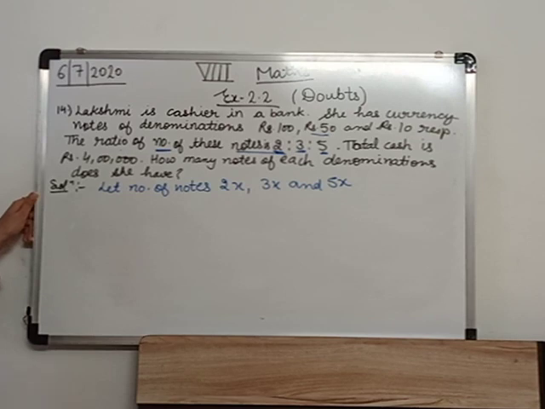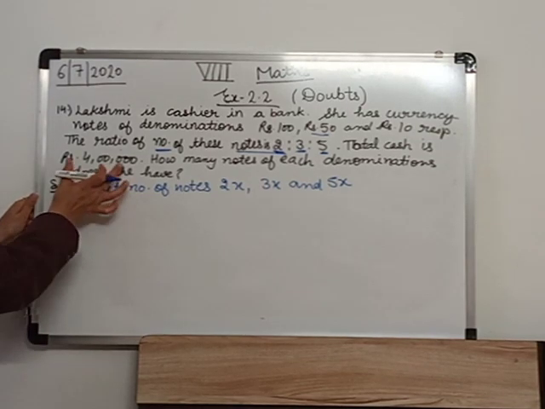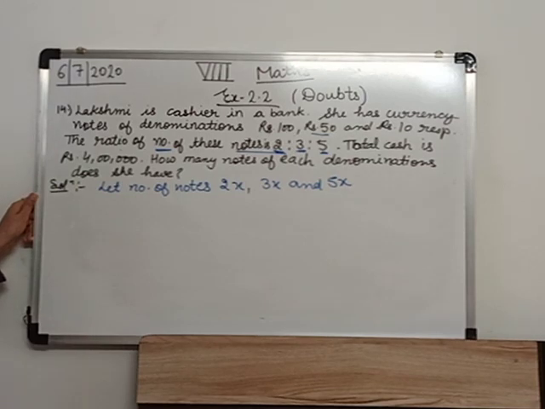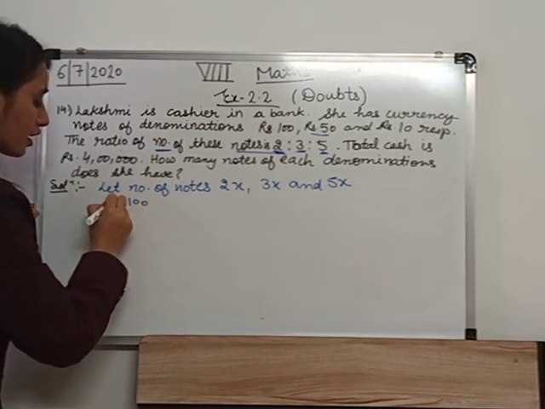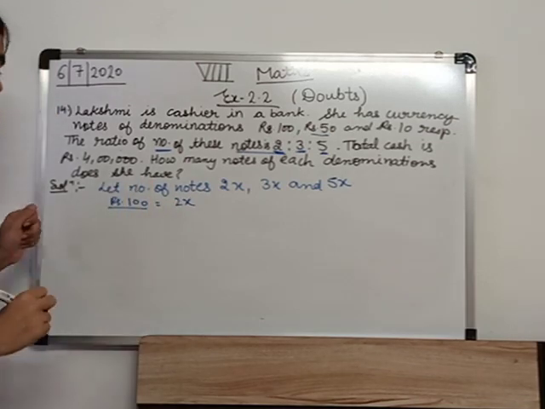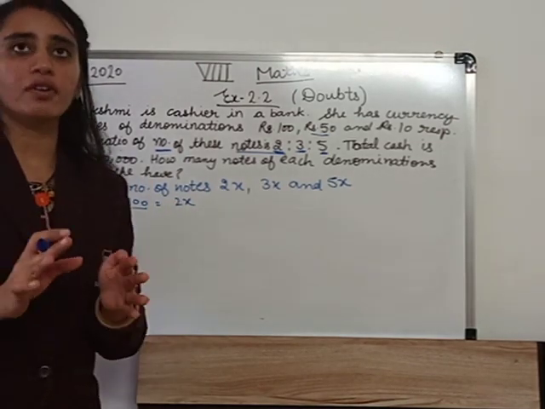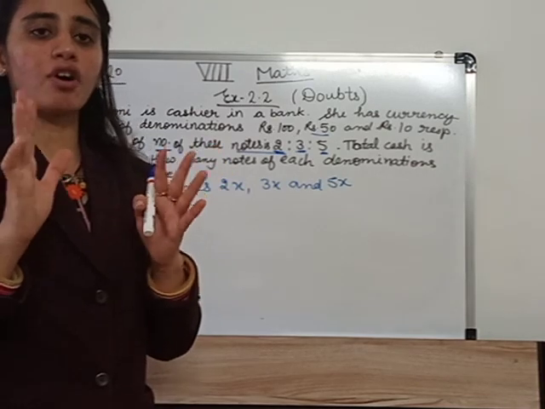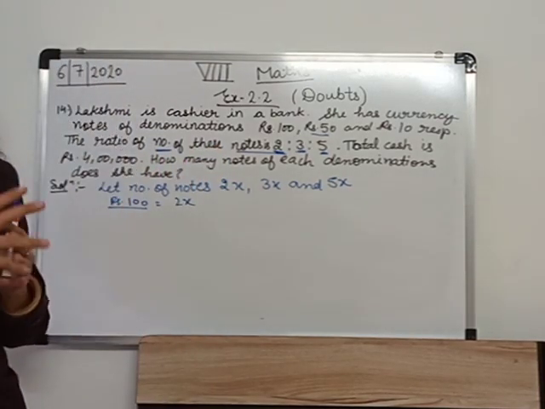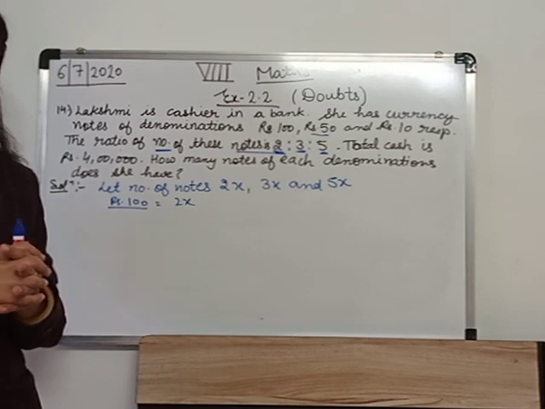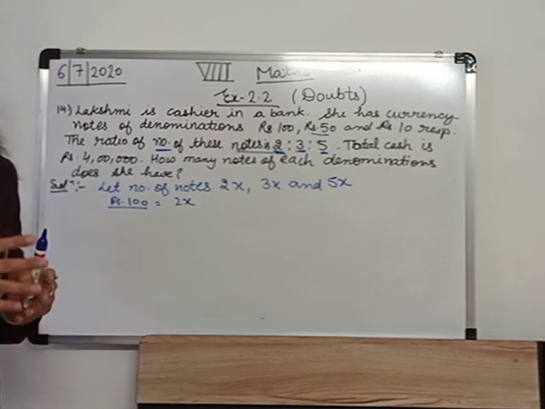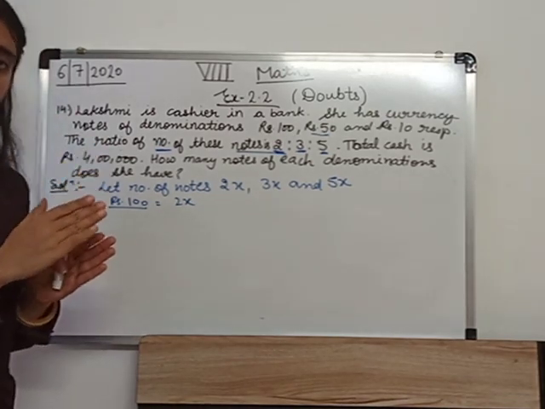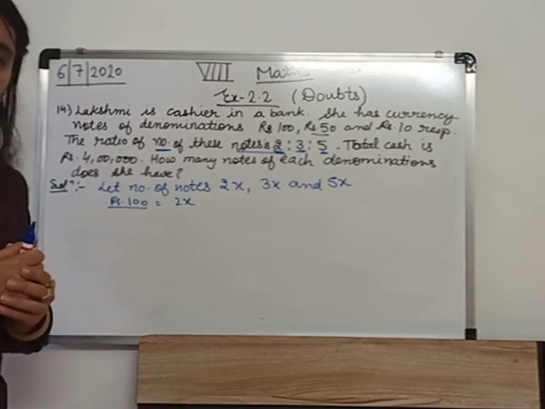Okay, understood this line? Now she has a total amount of 4 lakh. Suppose we have 5 notes of 100 rupees, then what is the total amount you have? 500. 100 is multiplied by the number of notes. Like this way we can find the total amount, because the total amount is equal to 4 lakh.